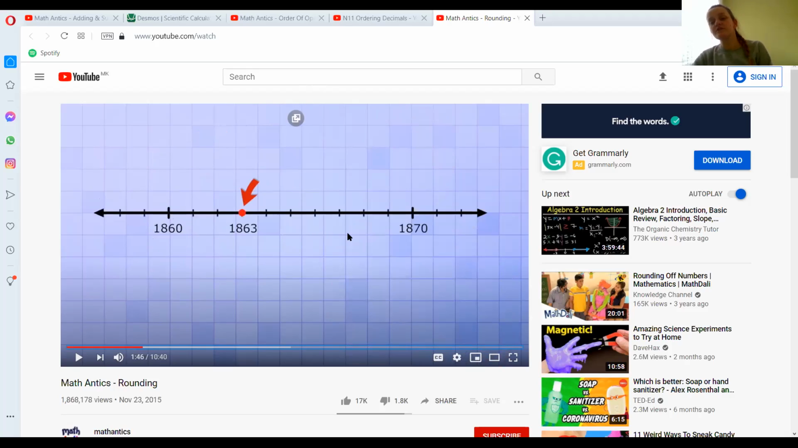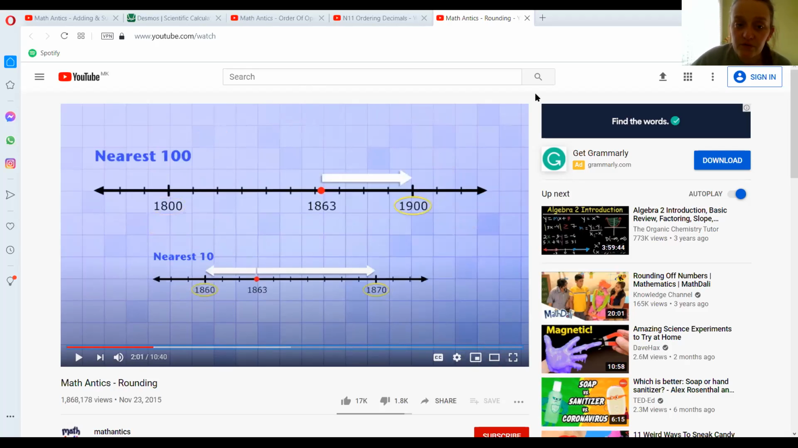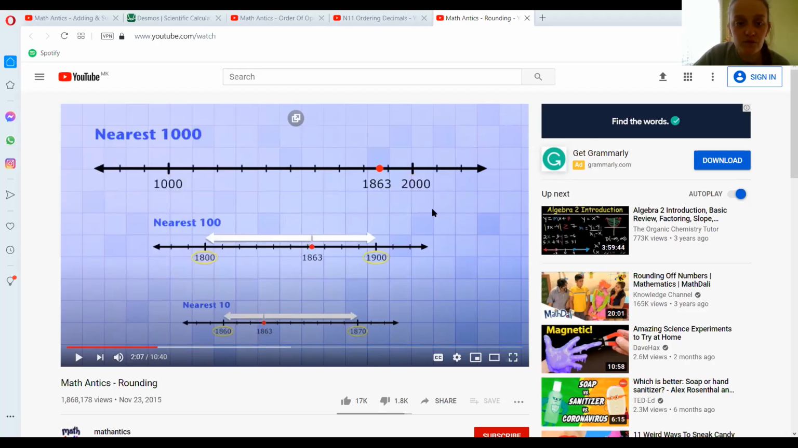If you are rounding to the nearest 10, you need to write the number between the tens. If you are rounding to the nearest 100, you are writing the hundreds. Look, here it's written 1,860, 1,870. Here it is written as 1,800, 1,900. In the third one, because we are rounding to the nearest thousands, only 1,000 and 2,000 is written. Is it okay? Are we clear with this one? Yes, teacher. Okay.